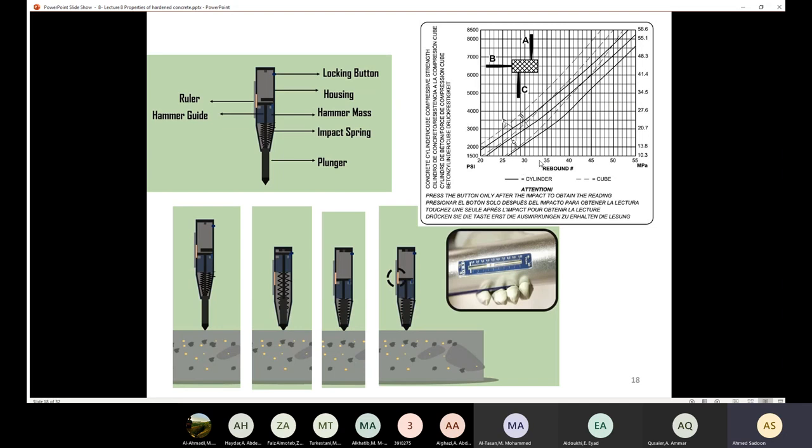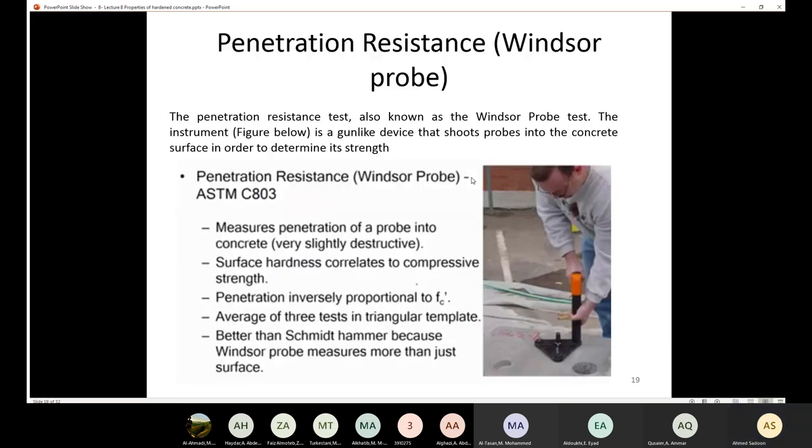Let's say the rebound number was 35. So I go to 35, which of course I got from the device. Then I draw a straight vertical line, and it intersects with C in this situation. Then I draw a horizontal line, and this represents the value of the compressive strength. It's so easy, but it's not accurate.